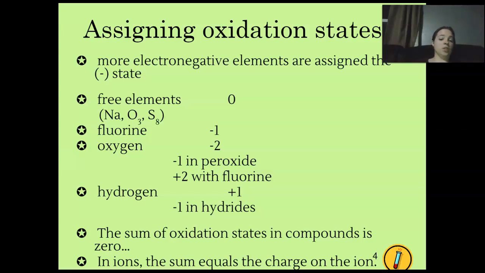The sum of the oxidation numbers or the oxidation states in a compound is 0. So the whole point is to neutralize the whole thing. In ions, the sum equals the charge on the ion. So if it's negative, it means it's got one more electron than normal. If it's positive, it's got one less electron than normal.